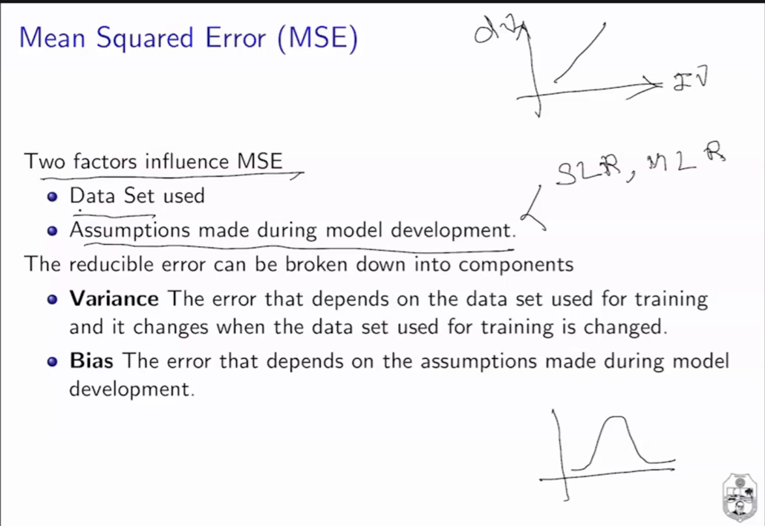Due to these assumptions, some errors come in, and the errors that come due to these kinds of assumptions are called the bias. And the errors that depend upon the data sets that we use to train the model and to test the model are called the variance. The variance is the error that depends upon the data set.